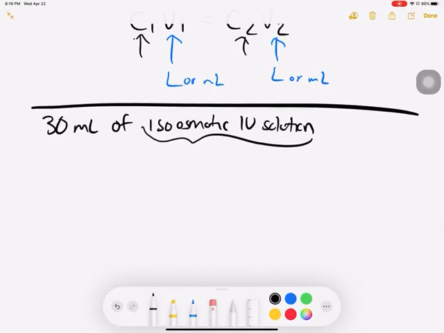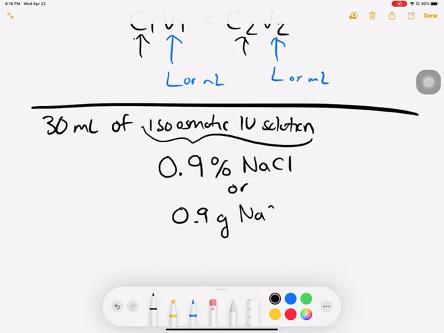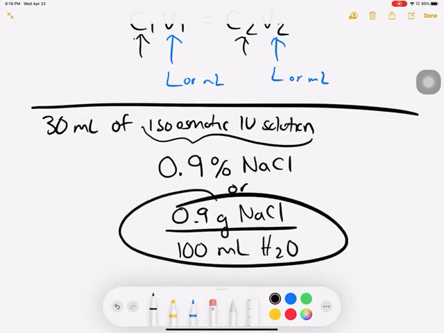If you look it up on the internet, and you have to find a reference for this, right, you're going to find that the concentration of an isoosmotic solution is 0.9% sodium chloride, which is the same thing as 0.9 grams of sodium chloride per every 100 mLs of water. So this is the concentration of an isoosmotic IV solution.